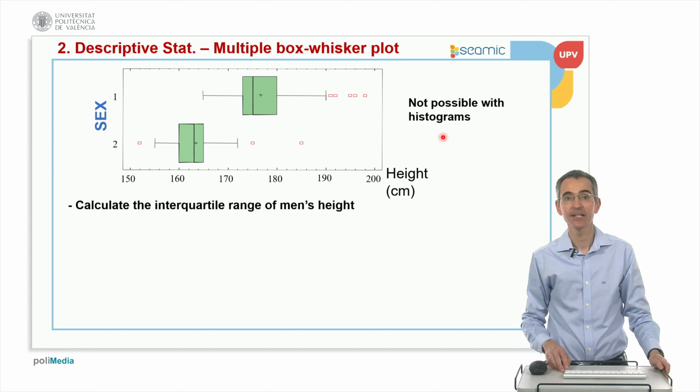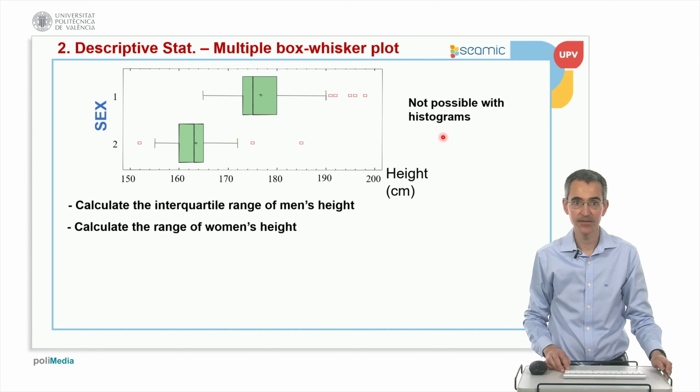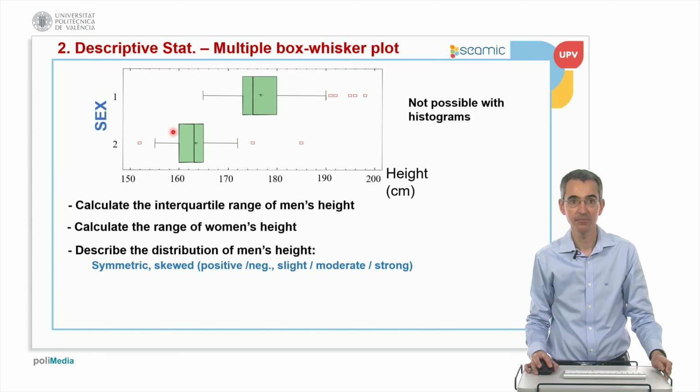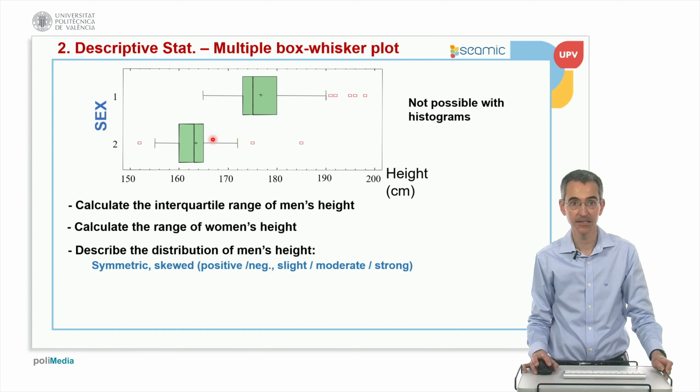Okay, so sometimes in the exams we put some kind of box plot like this, and we can ask different questions. For example, calculate the interquartile range, calculate the range of women's, describe the distribution. For example, in the case of men, this is quite symmetric. But in the case of women, look, this whisker is longer than the left. The median moves slightly to the left, and there are a few isolated points. So we have the 3 rules to conclude that there is a slight positive skewness. But in the case of men, it is not.